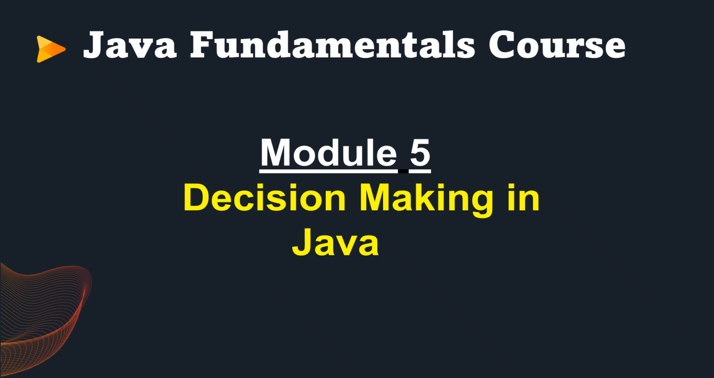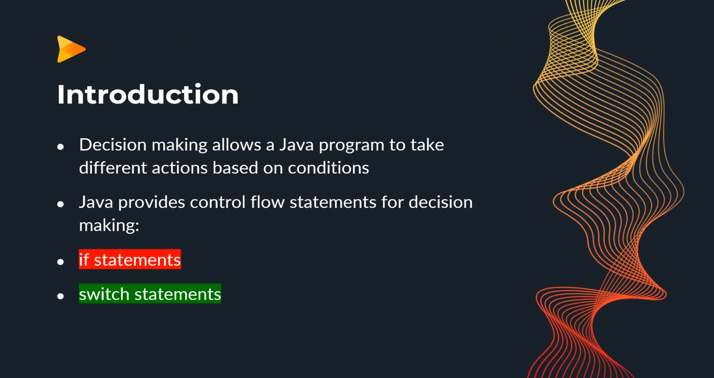This is module number 5, and we are going to see decision making in Java. How is decision making performed in Java programming? So we are going to see that. Let's get started, guys. First of all, we are going to cover the introduction.